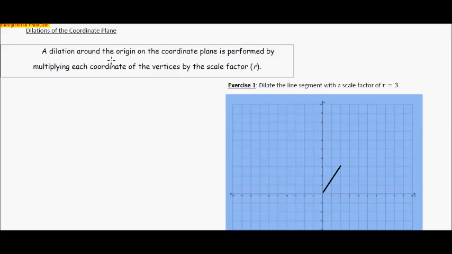It says a dilation around the origin on the coordinate plane is performed by multiplying each coordinate of the vertices by the scale factor, which is usually signified with an R. Okay? And I'm going to underline this part right here. You multiply each coordinate. That means your X and your Y values are each multiplied by the scale factor. Alright? So let's dive into the first exercise here.